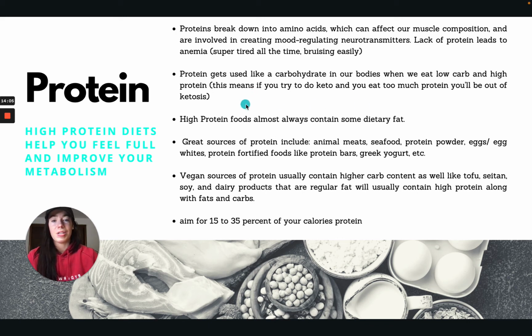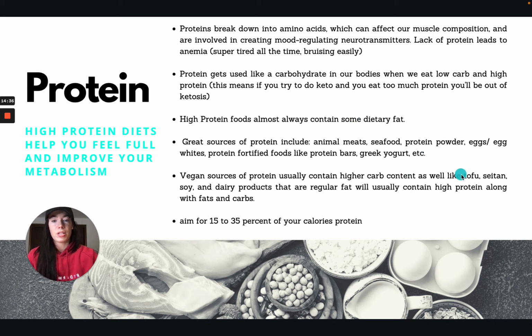Protein gets used like a carb in our bodies when we eat low carb and high protein. So this means if you've ever done keto in the past and you ate too much protein compared to what you should have been eating, then you probably weren't actually doing keto right, which is most people. High protein foods almost always contain some sort of a dietary fat with them. It's completely normal. The same thing happens in our bodies. Anywhere there's muscle, there's probably body fat associated with it. And the same thing happens with animals.